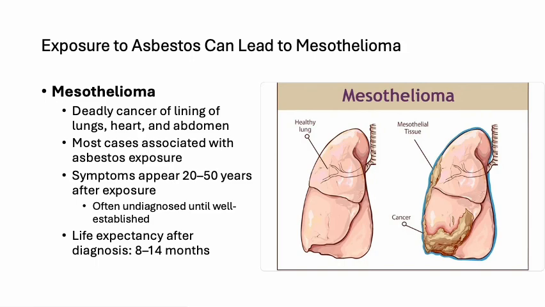Mesothelioma is cancer of the linings of the lungs, often linked to asbestos exposure. Symptoms may not appear until decades later, making it difficult to catch early. Once diagnosed, survival is often limited to a year or less. This disease illustrates the long-term impact of environmental exposure on respiratory health.